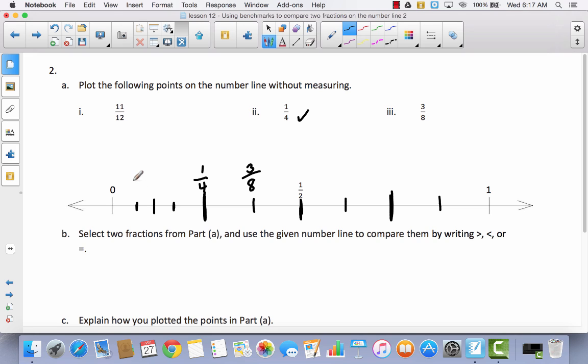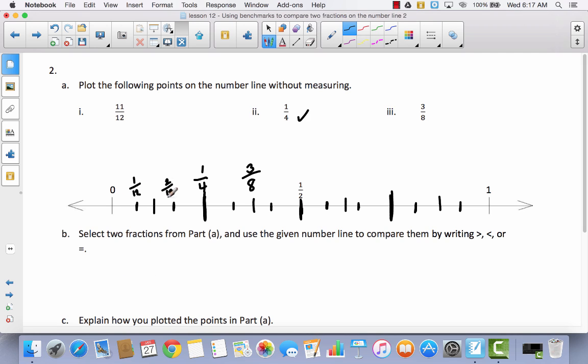Okay, so this would be 1/12, 2/12, 3/12. I'm going to have 4/12, 5/12, 6/12, which is the same as a half, 7/12, 8/12, 9/12, 10/12, 11/12, 12/12. Okay, so these are twelfths.